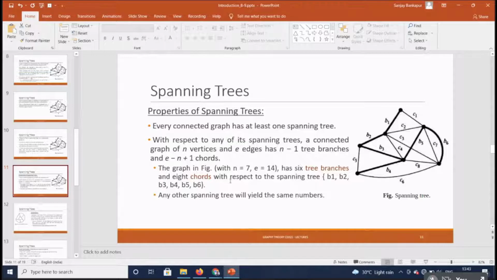A spanning tree itself is minimally connected. N vertices means n minus 1 edges will be part of a spanning tree, and these edges are called branches. So n minus 1 tree branches, and the remaining edges, that is, if the overall edges are E, then E minus (n minus 1), which is E minus n plus 1, are considered chords. The addition of chords and branches will make the final edge count.